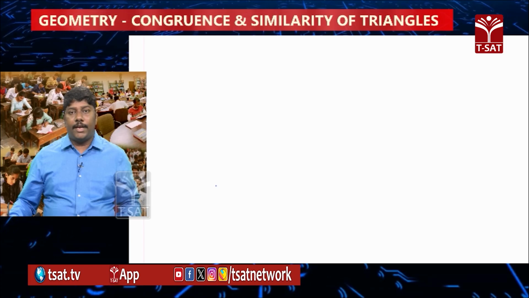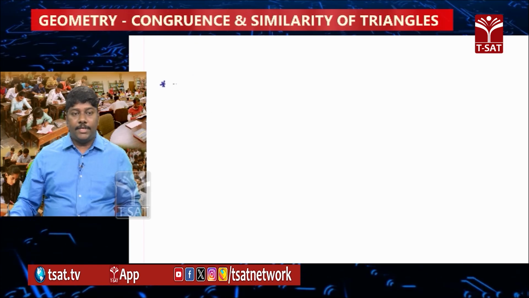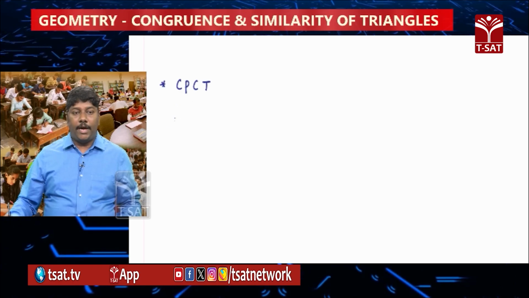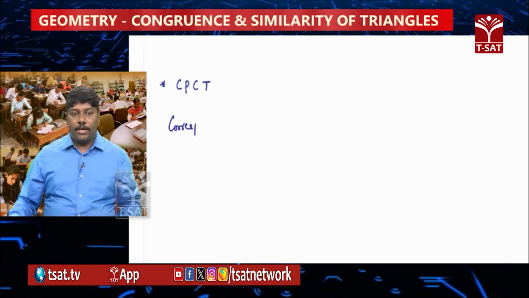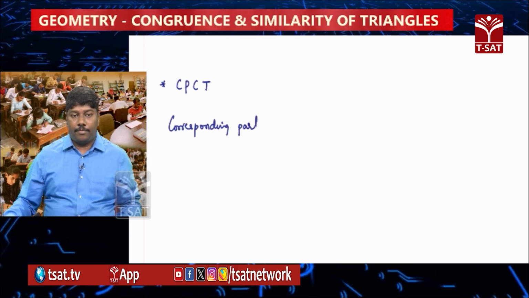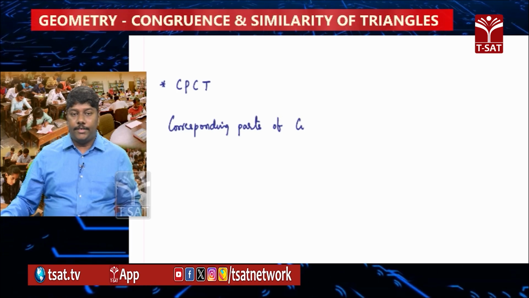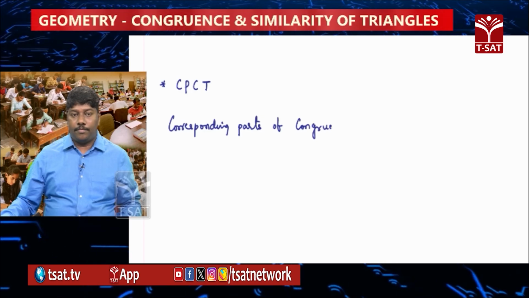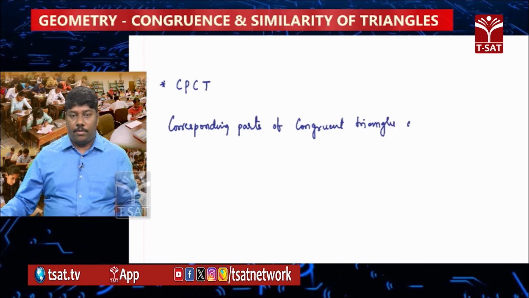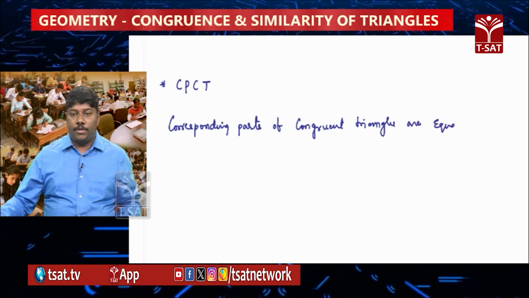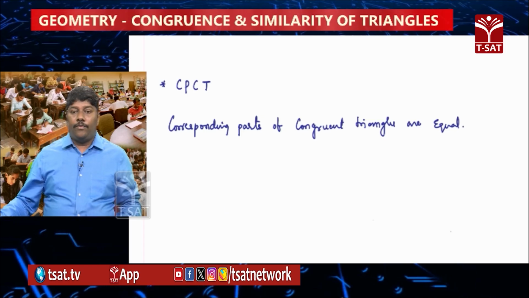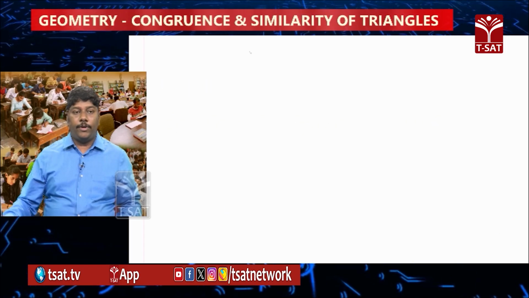What happens if two triangles are congruent triangles? We say CPCT: corresponding parts of congruent triangles are equal. If you know that two triangles are congruent, their corresponding parts are equal. What do you mean by corresponding parts of congruent triangles?